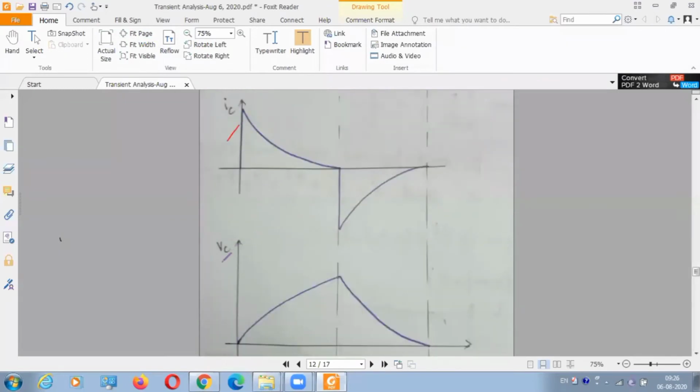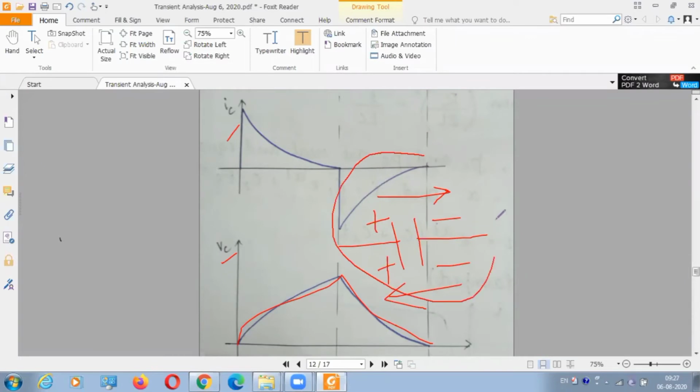In IC and VC, if you see this, the capacitor doesn't allow change in voltage. And the polarity across the capacitor remains the same. So if I take a capacitor, while it is charging, it is plus minus over here, with the current direction over here. But while it is discharging, the polarity again remains the same, but the current direction changes. So remember this, very important.